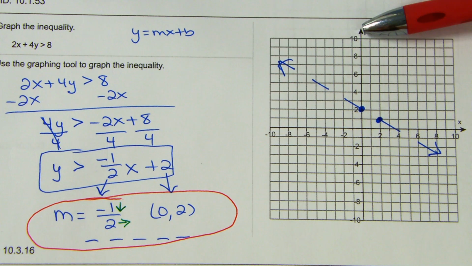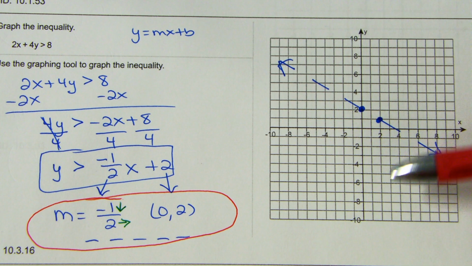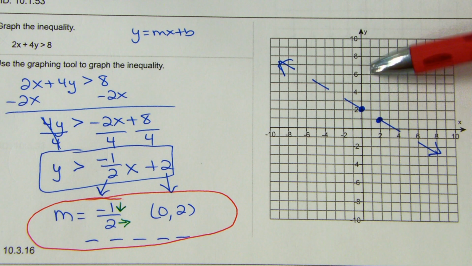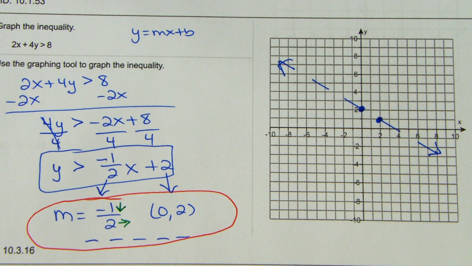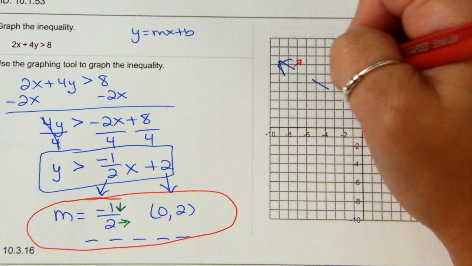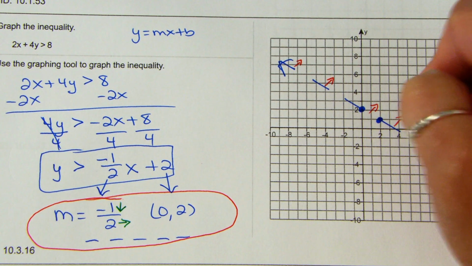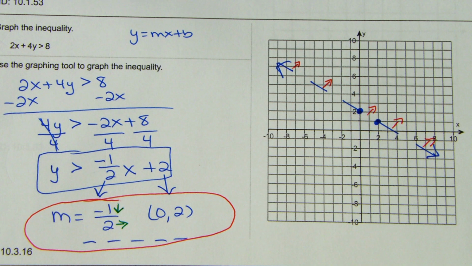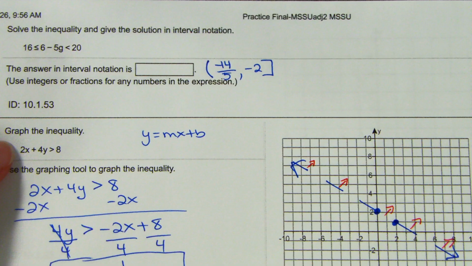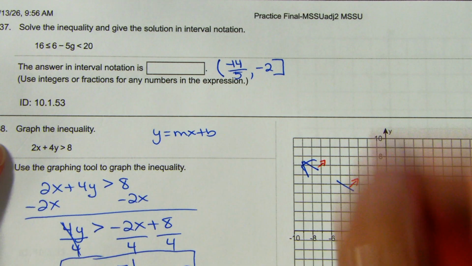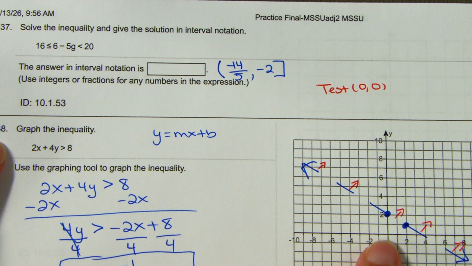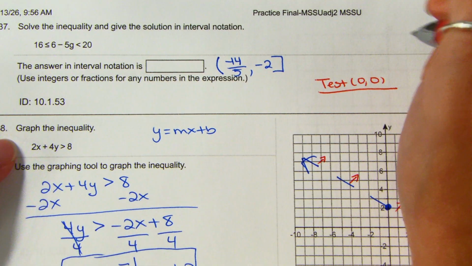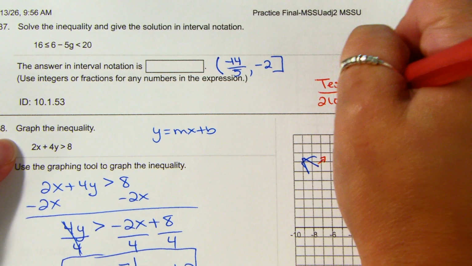But I'm going to do a test point just to make sure, and I'm going to plug it into the original problem. So I'm going to test the point 0, 0 because it doesn't live on my line, and algebraically it's the easiest one. So it'd be 2 times 0 plus 4 times 0 is greater than 8. Well, 2 times 0 is 0, 4 times 0 is 0, so that means I have 0 is greater than 8. Is that true? No, 0 is not greater than 8. 0 is less than 8, which means I would not shade the side that has 0, 0. I would shade the other side.